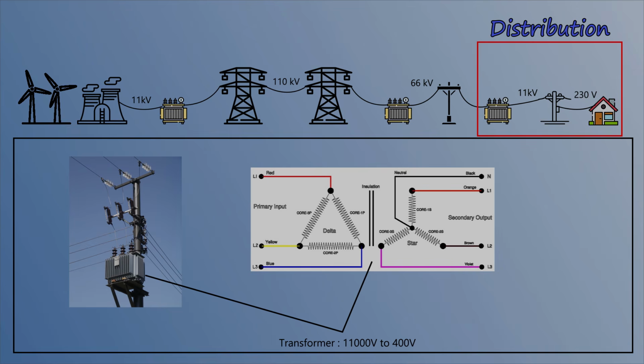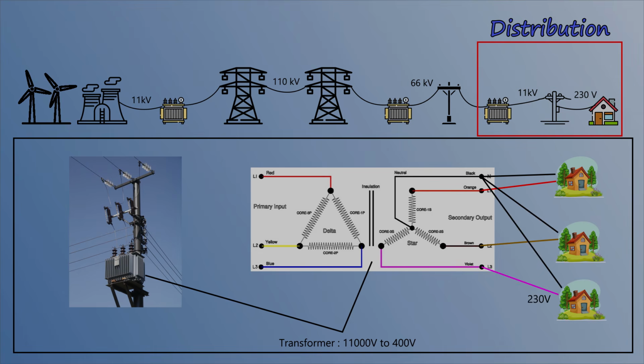If you measure the voltage between the phases, it will be 400 volts. However, if you measure the voltage between any phase and the neutral, it will be 400 divided by root 3, which is equal to 230 volts. When connecting wires to your house, since houses are generally single phase, one neutral and one phase wire are connected to the main switchboard. Different houses are connected to different phases to balance out the load on each phase of the transformer coil, and that's how the power generated in the power plant gets to your home.